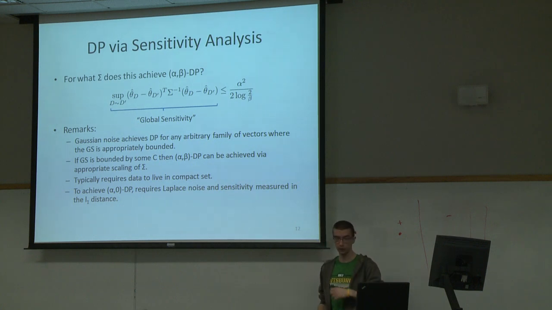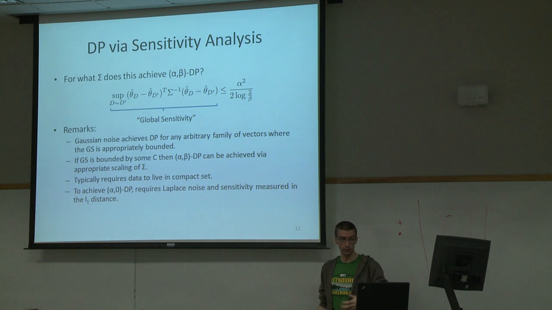Typically, for global sensitivity to be bounded, it requires data to lie in a compact set. If data is allowed to take on any real value, then you can typically make arbitrarily large sensitivity just by replacing a point which has a negative billion value with a point that has a positive billion, and so forth.